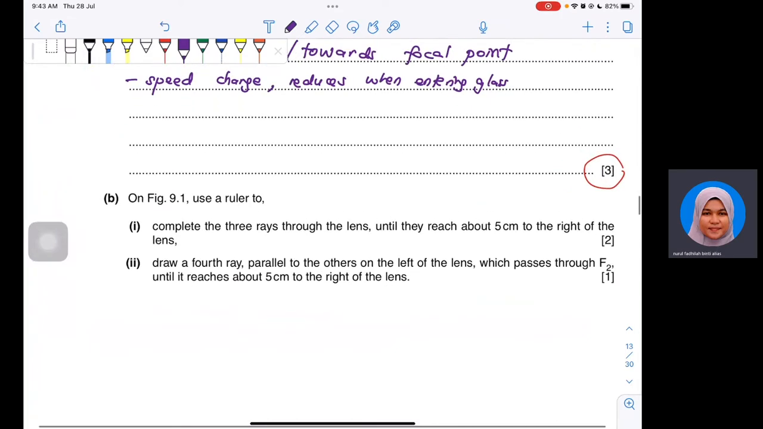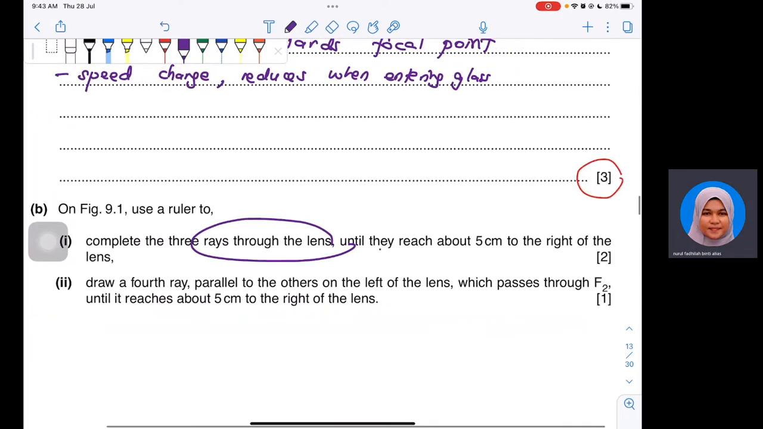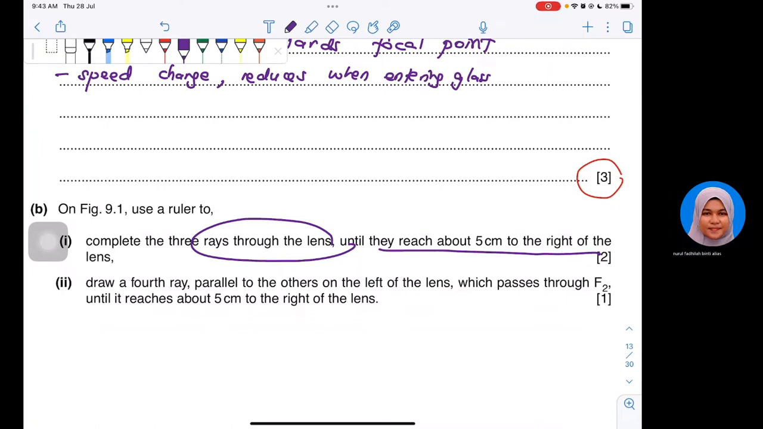On figure 9.1, use a ruler, complete three rays through the lens until they reach about 5 cm to the right of the lens. Okay, 2 marks for this. How to get the 3 marks?